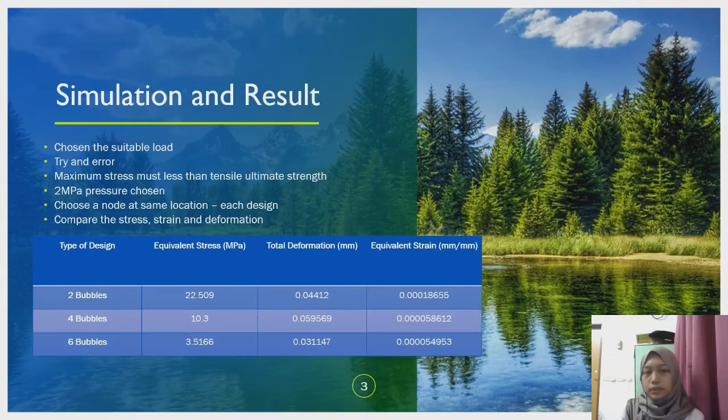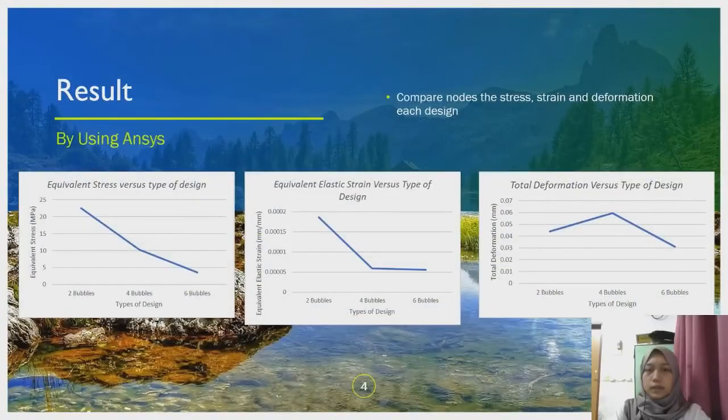After that, we choose a node at the same location for each design, and then we compare the stress, strain and deformation. As you can see here, the result table for each node. We convert the results to graphs. As you can see here, we have graphs of stress, strain, and deformation for each design.